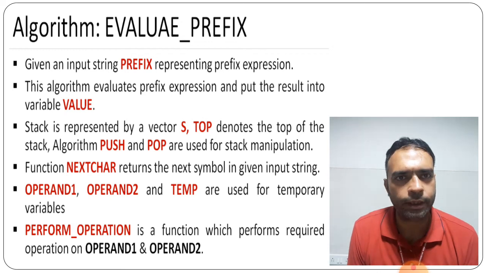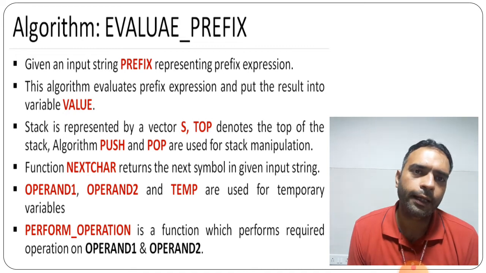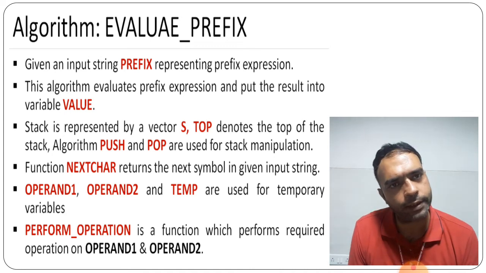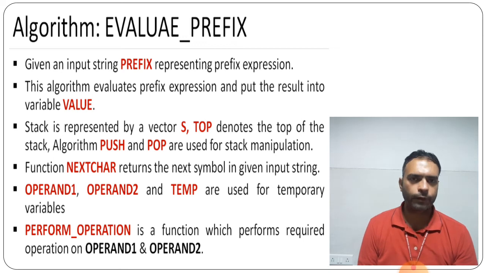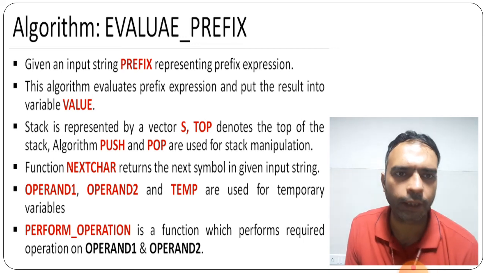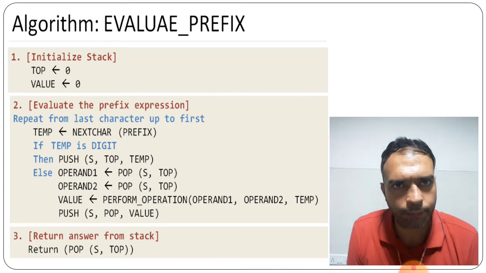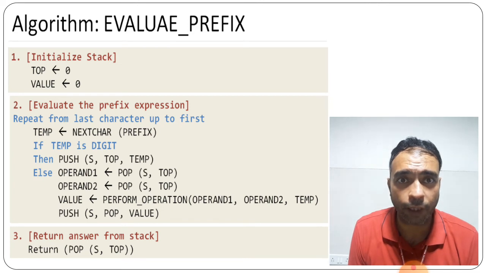Manipulation means whatever changes come in it, insert or delete, are done through these two operations. And the function next character returns the next symbol in the given string. And finally, operand 1, operand 2 and temporary are similarly used as temporary storage variables. And perform operation is the function here also, which performs the required operation on operand 1 and operand 2 that are given. And after that, the same first part here: we have to initialize the stack top value with 0 and value with 0.